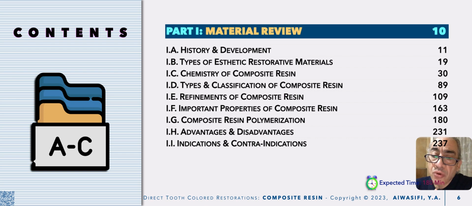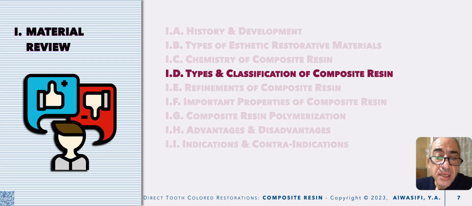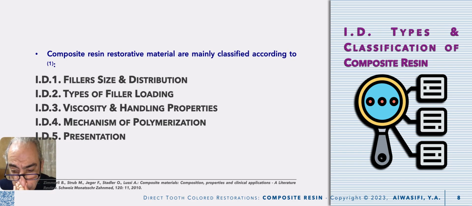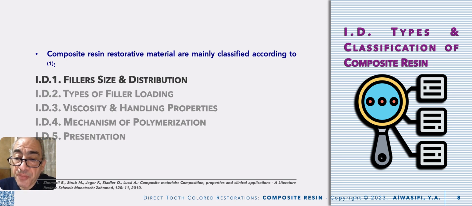Today we will continue our material review in terms of history and development, types of aesthetic restoration, and chemistry of composite, and today we will discuss the types and the classification of composite resin. The classification is based on filler size and distribution, types of filler loading, viscosity and handling properties, mechanism of polymerization, and finally presentation.